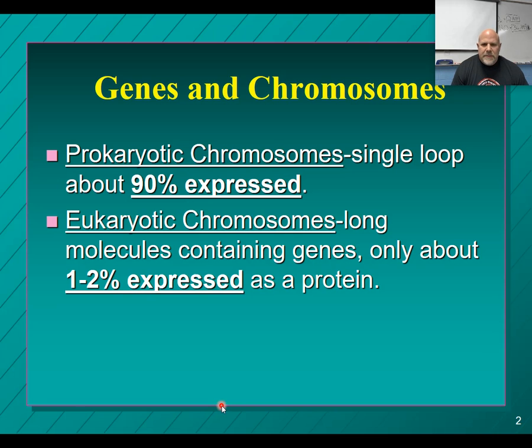Prokaryotic DNA is highly expressed. About 90% of the DNA gets expressed into proteins. Eukaryotic DNA, not so. We have about 20,000 genes. Some of those can be used to make more than one different protein, but only about 1 to 2% of our DNA actually gets used to make protein. A lot of the rest of the DNA is used for control purposes, and some of the DNA we just don't know what it's used for.